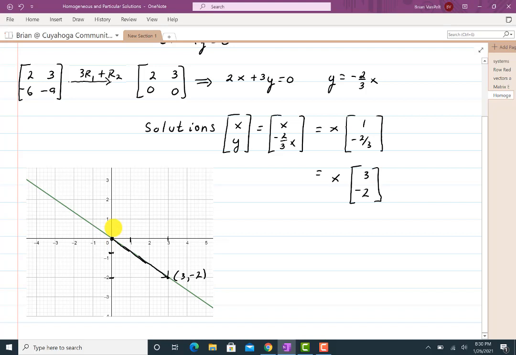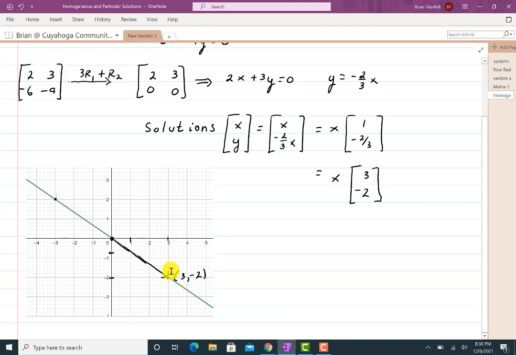And then when x is equal to 1, we'll get a dot at 3, negative 2. When x is negative 1, we'll get a dot at negative 3, 2. So as x runs from negative infinity to infinity, those dots fill up this whole line. And so that's how you get a line out of the thing.